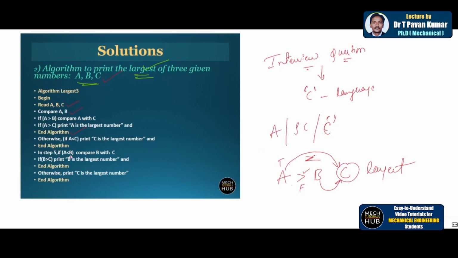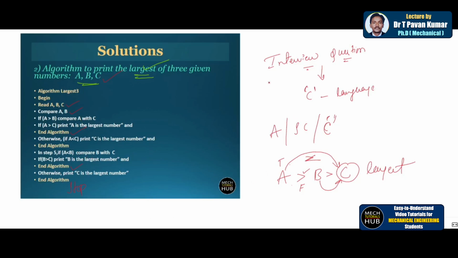In step 5, if A is less than B, compare B with C. If B is greater than C, print B is the largest, then end the algorithm. Otherwise, if that is false, print C as the largest number. Then stop the program. This is how it goes. Try to understand the logic. Once you understand the logic, writing an algorithm, a pseudocode or a C code is very easy.